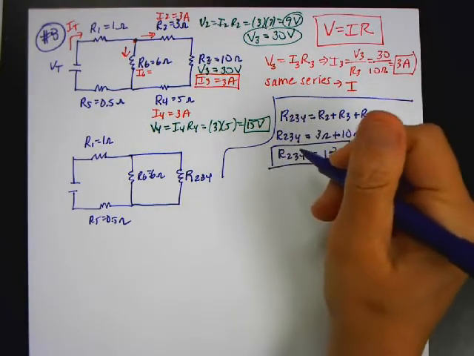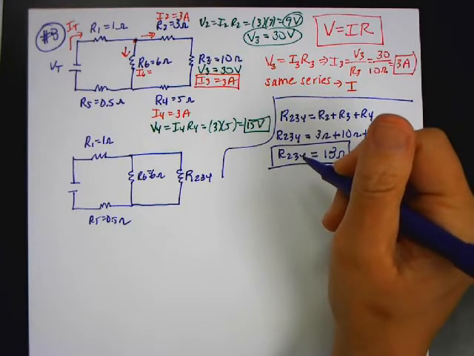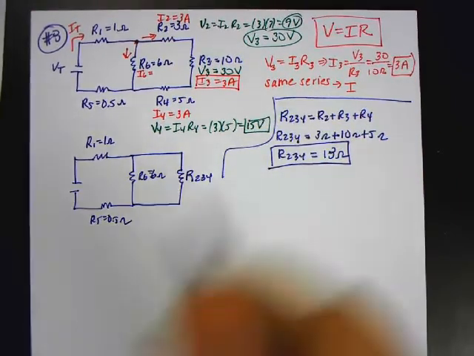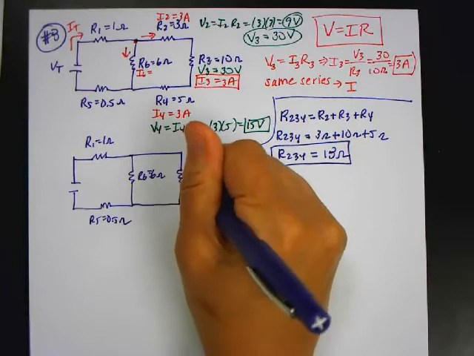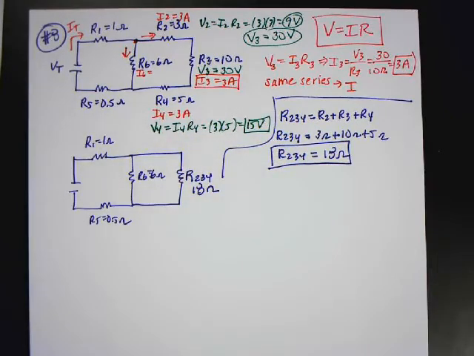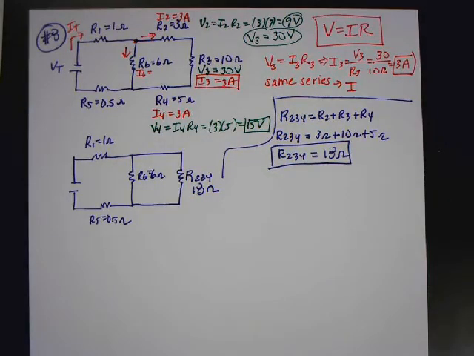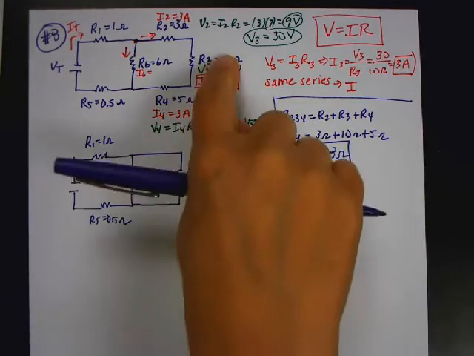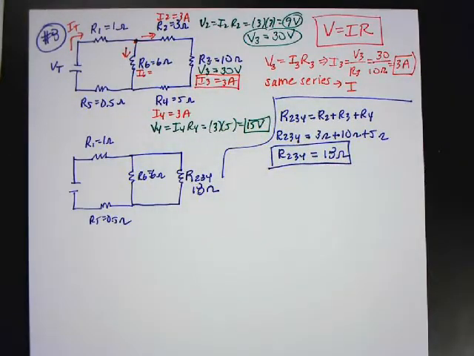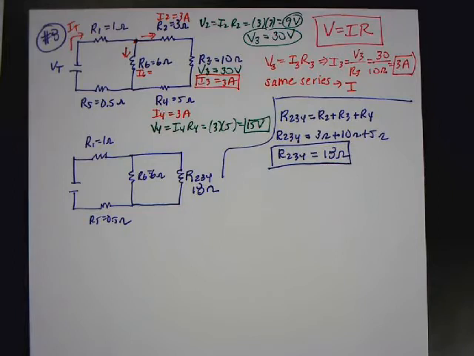Okay, so now I'm going to redraw this, and I'm going to put here an 18 ohm resistor. Now this is the equivalent to these three in series, right? Now, why did I do that? I did that because I need to know other stuff. Now, there's more than one way to do this.